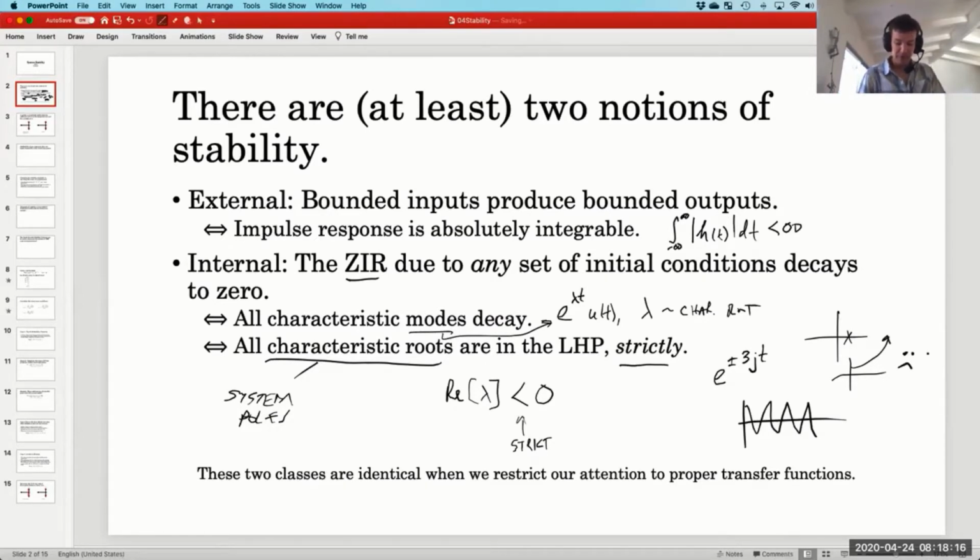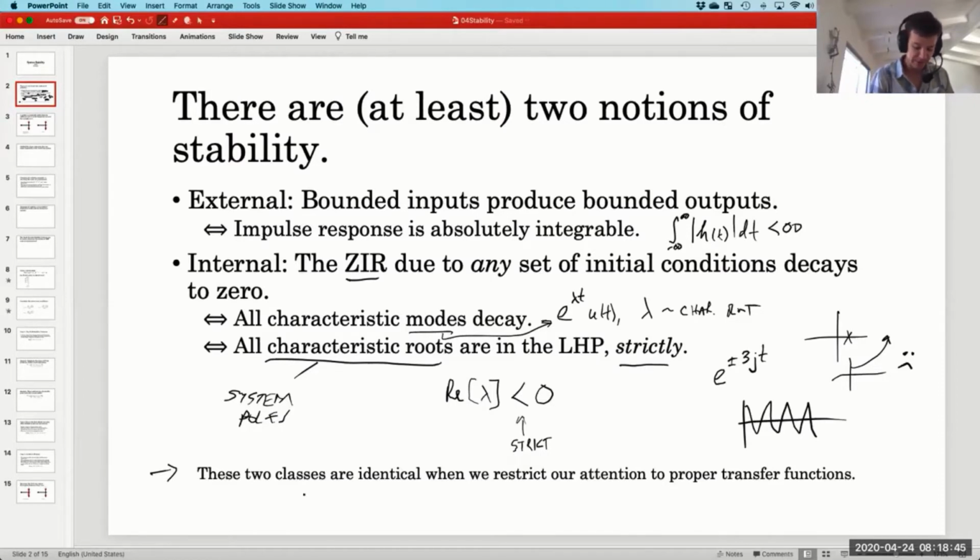So the difference between these two is very slight, and it usually comes in the form of improper transfer functions. But I want to call your attention to this sentence down at the very bottom: if you're talking about what are called proper transfer functions, and again, those are transfer functions whose numerator order is equal to or less than the denominator order, then these two are equivalent. These two classes of stability, if you're one, then you're the other.